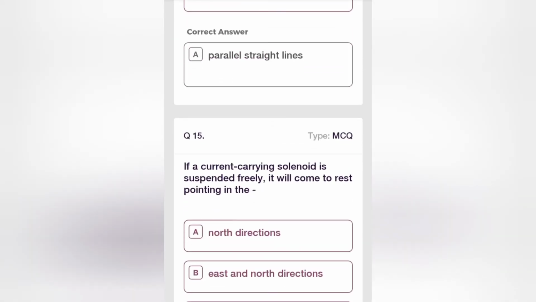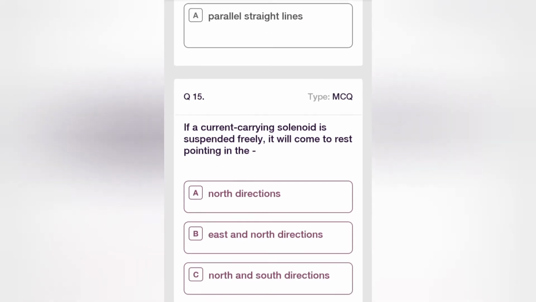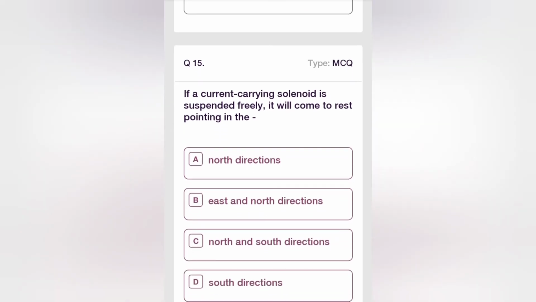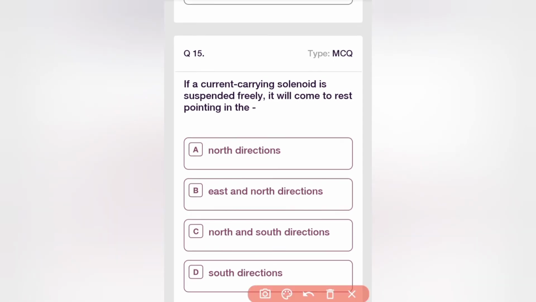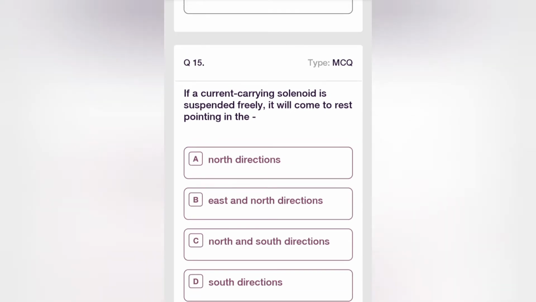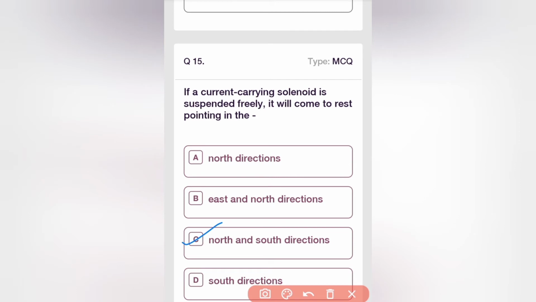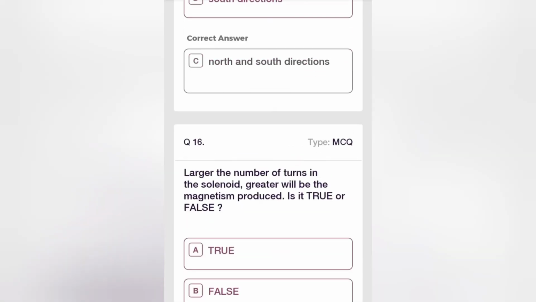If a current carrying solenoid is suspended freely, it will come to rest pointing in which direction? North direction, east north direction, north south direction and south direction. See, when we suspend freely the bar magnet, it will align in north-south direction. The same way, the solenoid will also align in north-south direction. Option C is the correct answer.